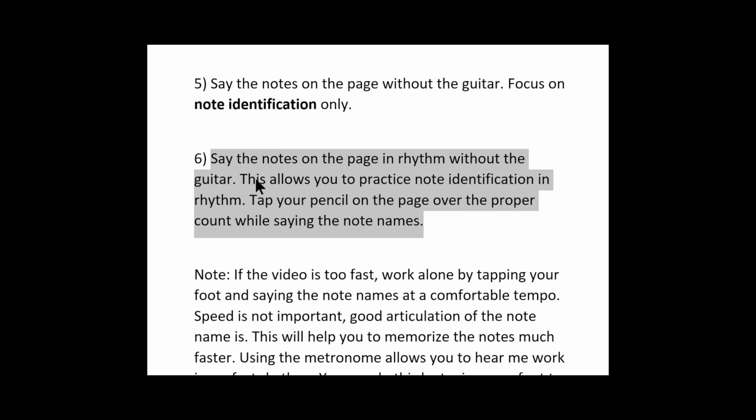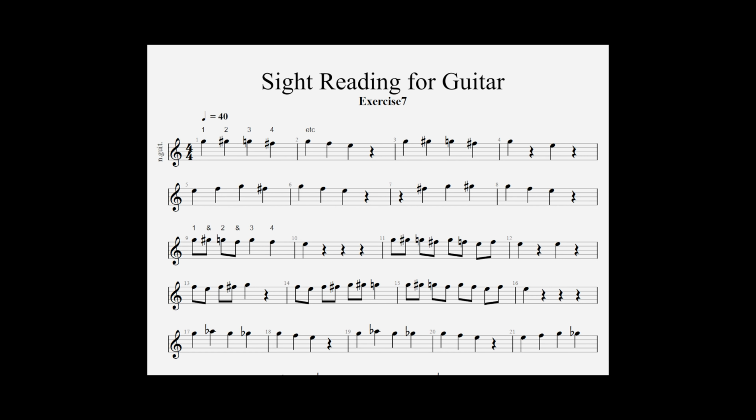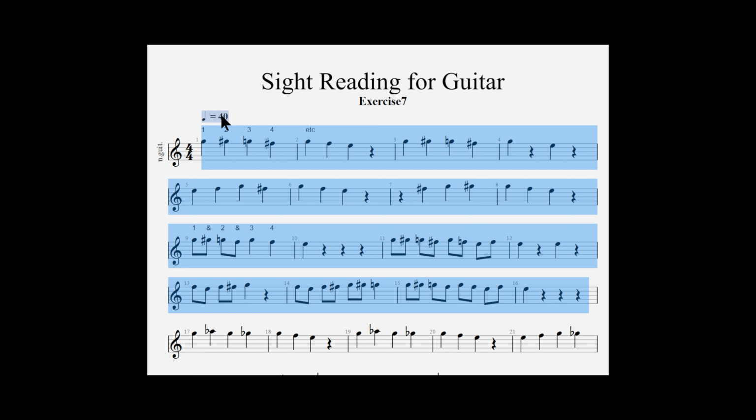Rule number 2. Point number 6. We are going to say the notes on the page in rhythm without the guitar. So the focus is on note identification in rhythm. As you say the note names, I want you to tap your pencil to counts 1, 2, 3, and 4. When you get to this rest, you can either say the word rest or remain silent for that count. I'll work with you at 40 beats per minute on the metronome. If that's too fast, you can always slow me down on the media player. Remember, you need to go slow enough so that you can articulate the notes clearly and so that you can train your eyes to look ahead.